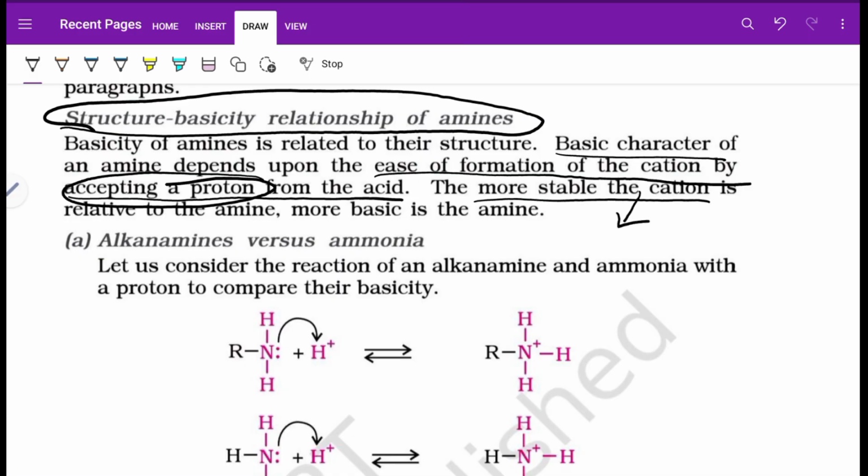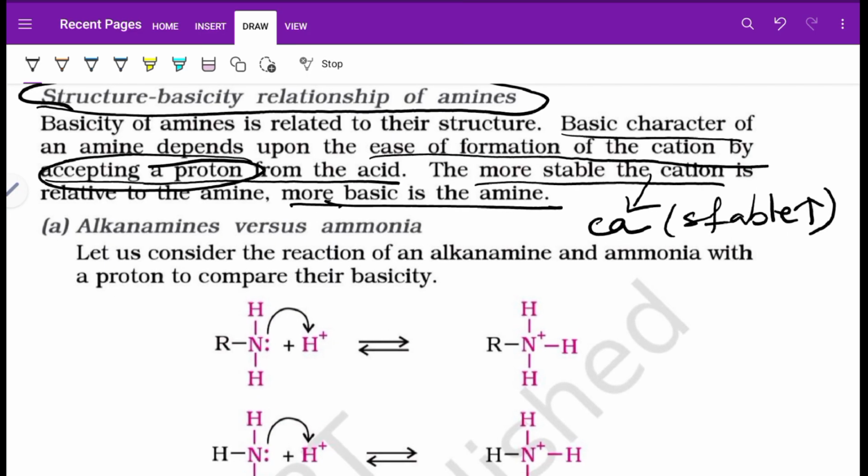Why? The cation that is obtained is the conjugate acid. So remember that the more stable the conjugate acid is, the greater is the basicity of the amine. Just like acid strength is judged by the stability of the conjugate base, similarly, the basic strength is judged by the stability of the conjugate acid.